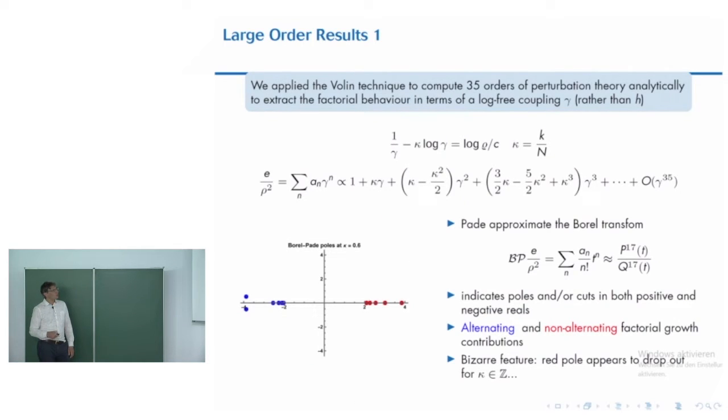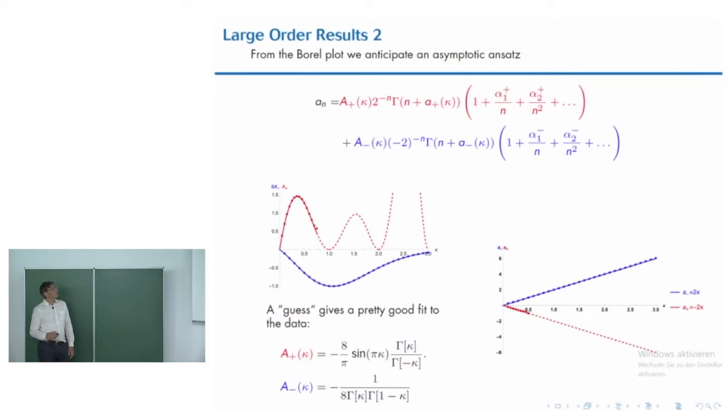Okay, so we found these Borel poles. Then the question is, can we guess the asymptotic form of these coefficients? After a little bit of head scratching, we come up with a proposal for the asymptotic form that looks like the thing at the top. This is exactly what I told you at the very beginning: an alternating piece and a non-alternating piece, factorially growing. I've been even a bit more precise, including some sub-leading terms and other little bits and pieces that you need.